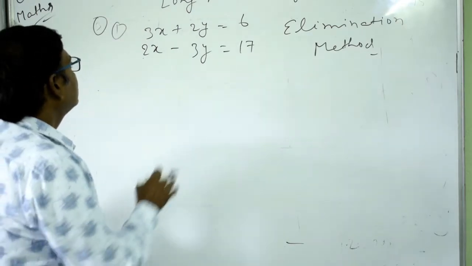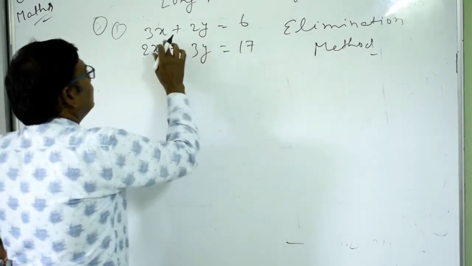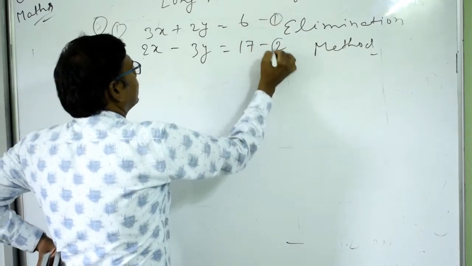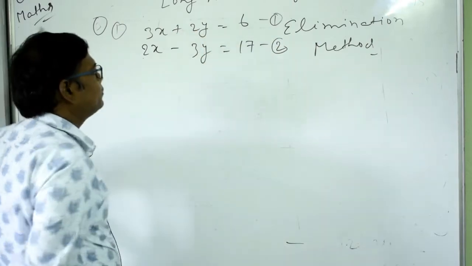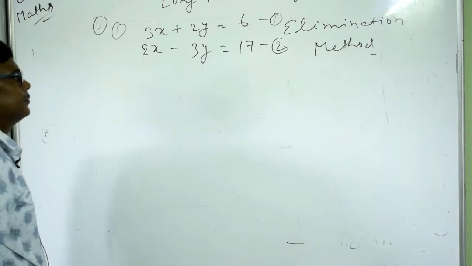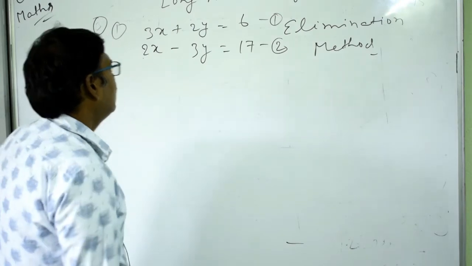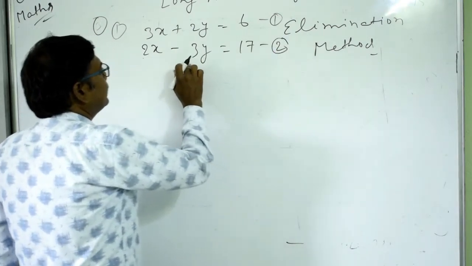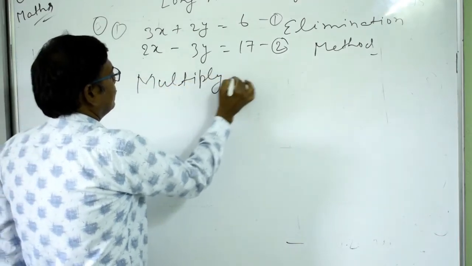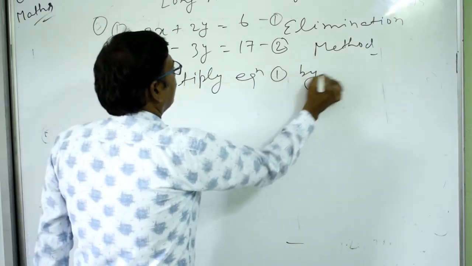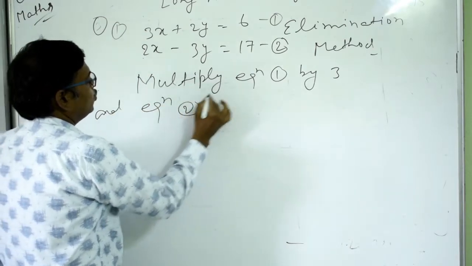variable. Okay, so here if you multiply the equation 1, this is equation 1 and this is equation 2, so multiply equation 1 by 3 and multiply equation 2 by 2.